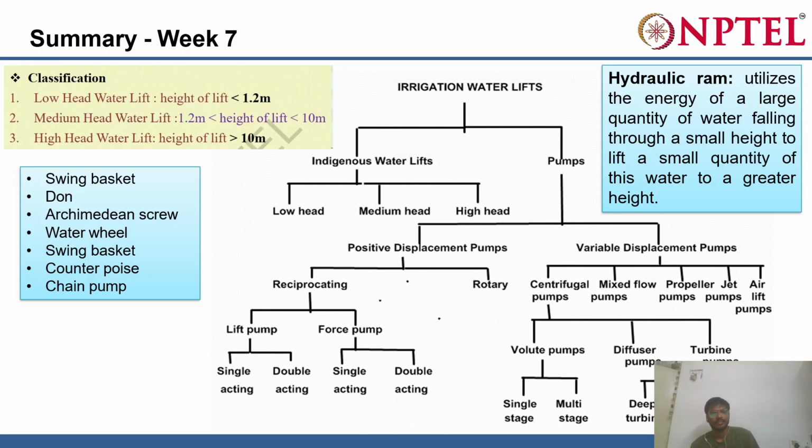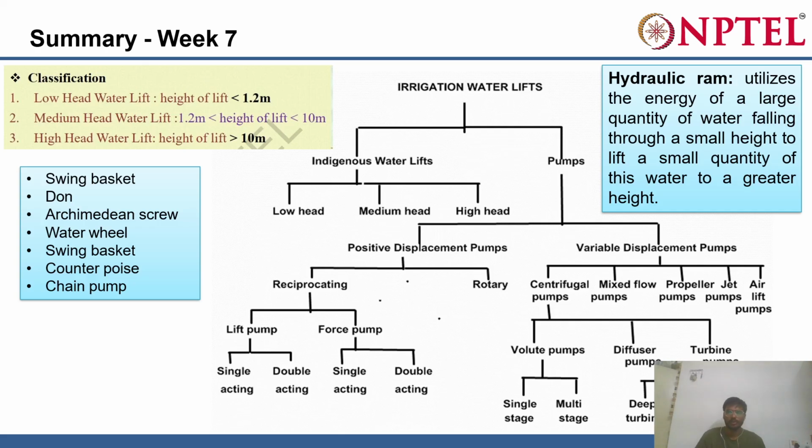Lifting devices are generally classified as low head water lift, medium head water lift, and high head water lift, based on the lifting head or suction head. If the height of lift is less than 1.2 meter, it comes under low head water lift. If it is between 1.2 to 10 meter, it comes under medium head water lift, and if it is greater than 10 meter, it comes under high head water lift.